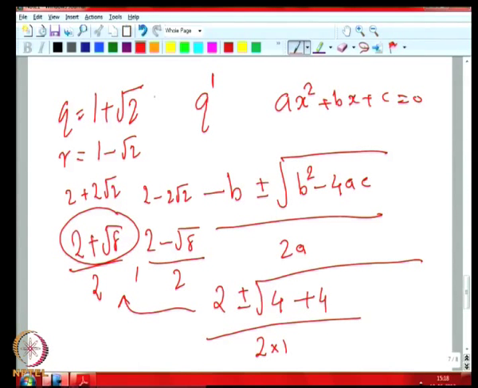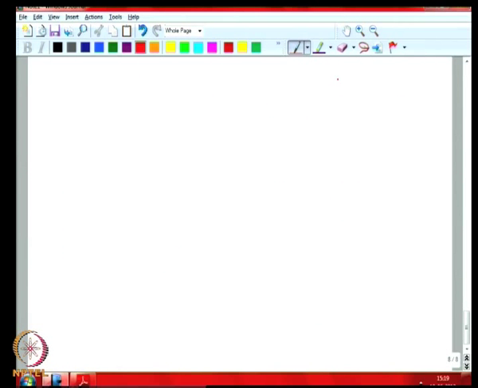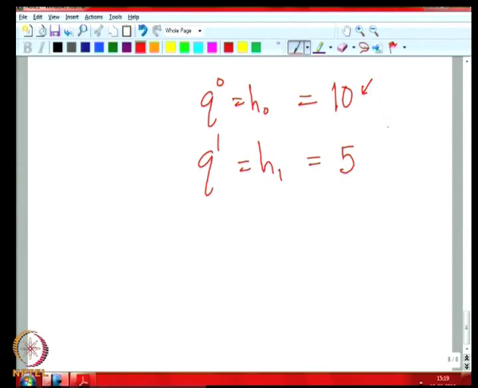Now when I put q equal to 1 plus root 2, that will indeed satisfy the recurrence relation, but not necessarily the initial condition. In general, the initial condition can be q raised to 0 equal to h0 equal to some a, maybe 10. Similarly, q raised to 1 equal to h1 is equal to something, it can be 5 whatsoever. This is given as part of the problem, so we cannot control this.